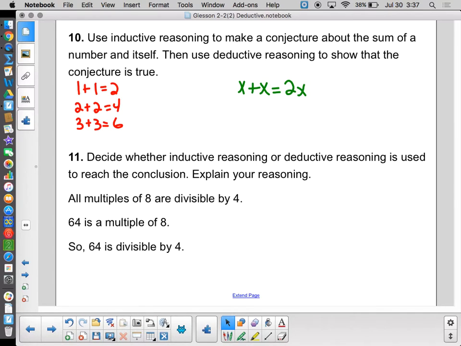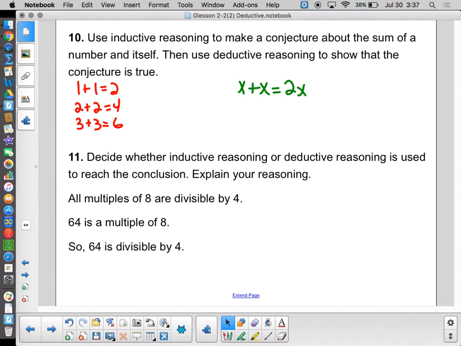However, if you did it by finding several examples, it's possible for you to do that inductively by finding several multiples of 8 and showing that all those multiples of 8 are also divisible by 4. So if you did many examples using specific numbers, then you'd be using inductive reasoning. So you could do that either way.